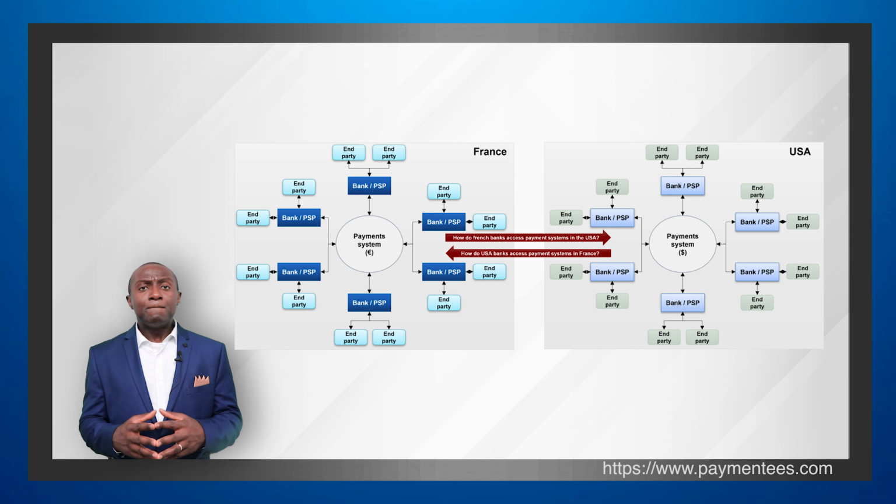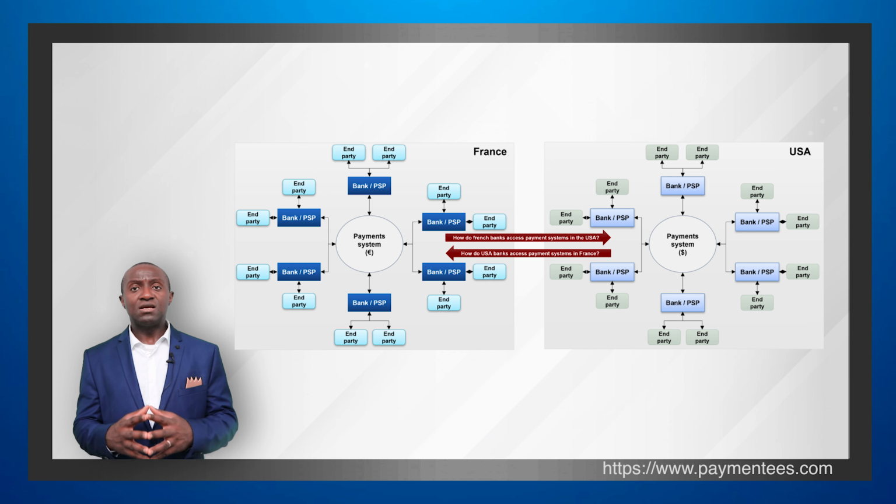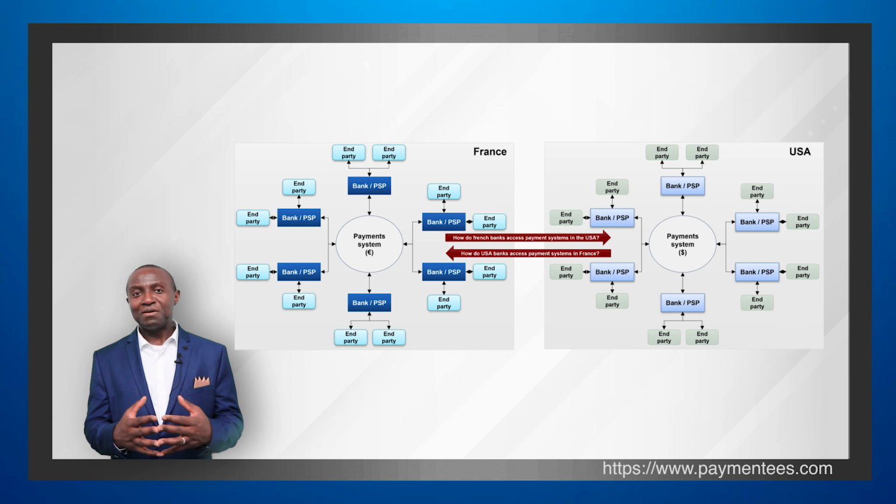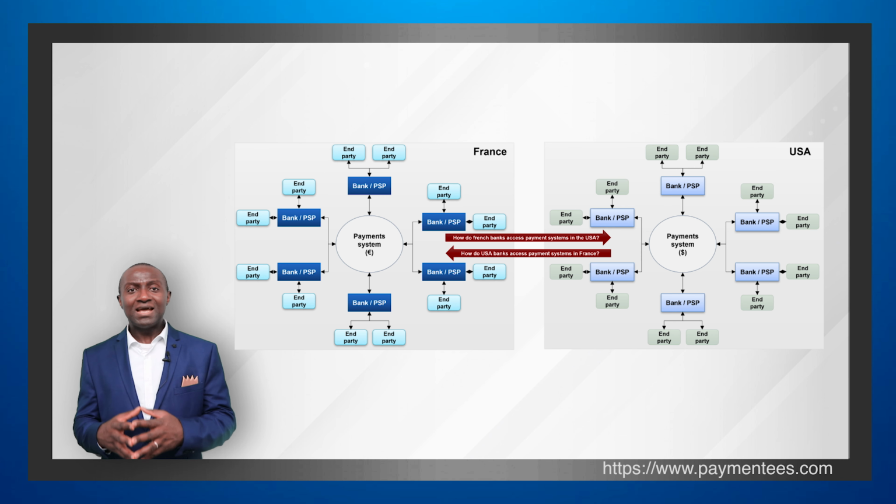We see that banks need to send and receive payments in foreign currency to serve the customers. But they can do it on their own behalf too. If a French bank wants to send or receive US dollars, then it needs to get access to the USA payment systems. And the same thing applies for a US bank. If it wants to send or receive euro, then it needs to get access to the euro payment systems.